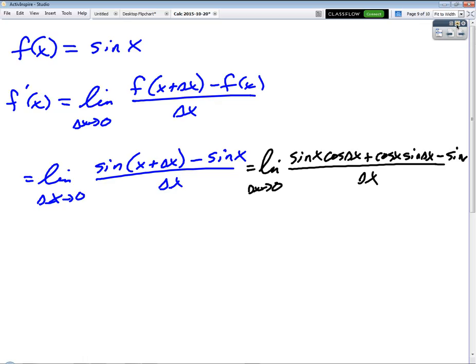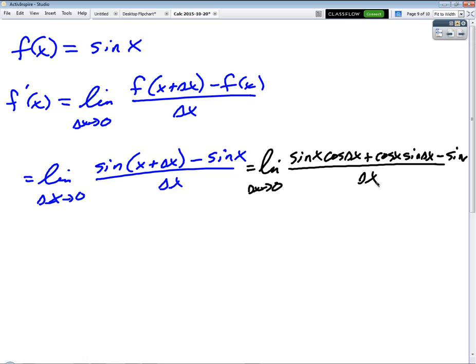Okay, now, can I evaluate this directly? And the answer is no, I can't, because look what happens. And I shouldn't be able to, should I? If I try to evaluate this directly, I'm getting sine x times the cosine of 0, which is 1, plus cosine x times the sine of 0, which is 0, right? And so I get sine x minus sine x over delta x, right? So 0 over 0, no good.